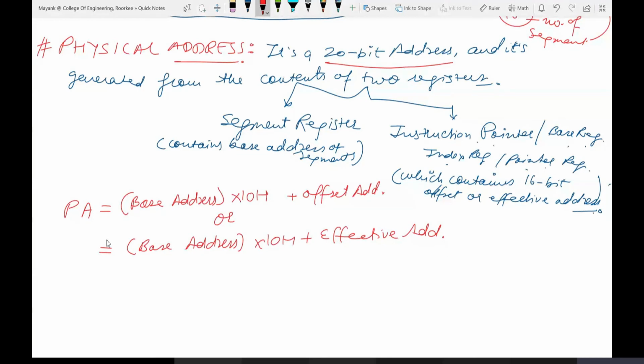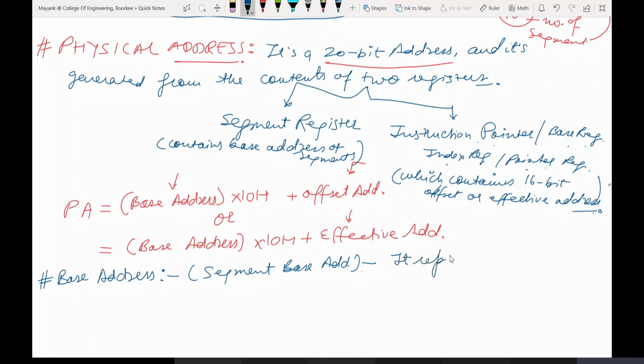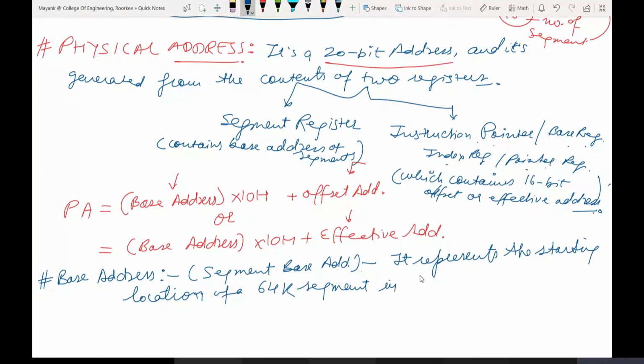So now we have three new things in the physical address: base address, offset address, and effective address. So let's start one by one. First one is the base address, and sometimes it is also called segment base address. What it represents, we know already. It represents the starting location of a 64K segment in the memory.